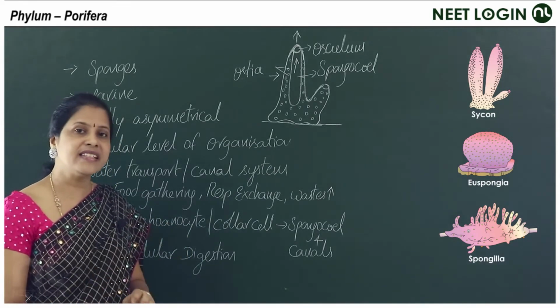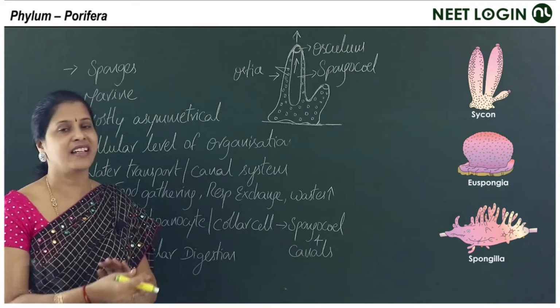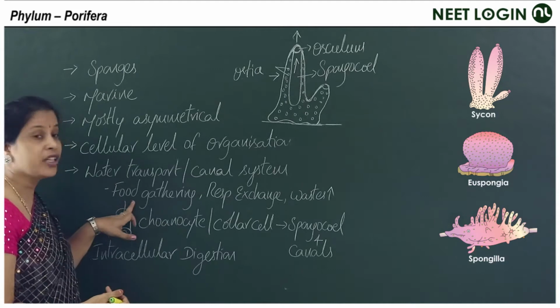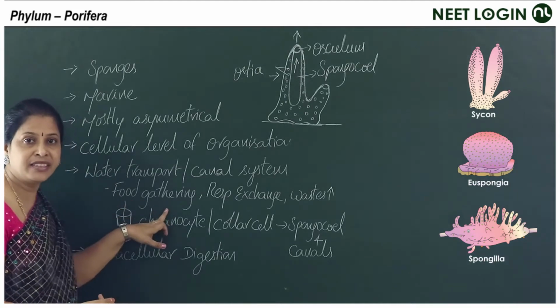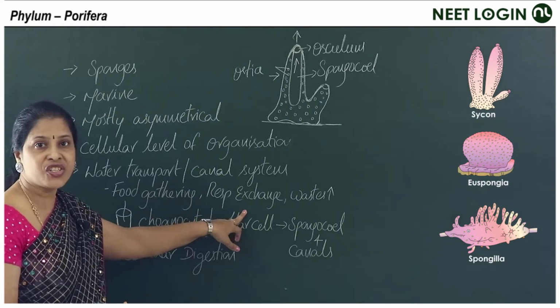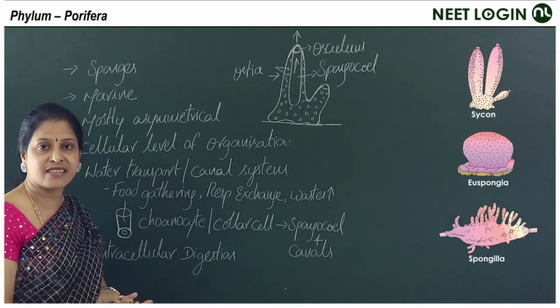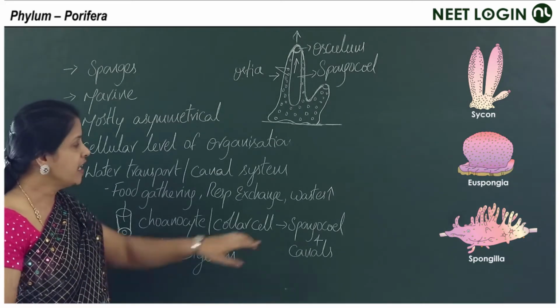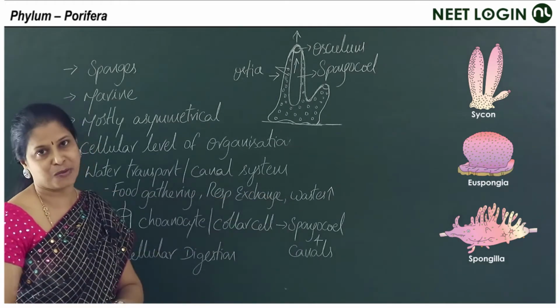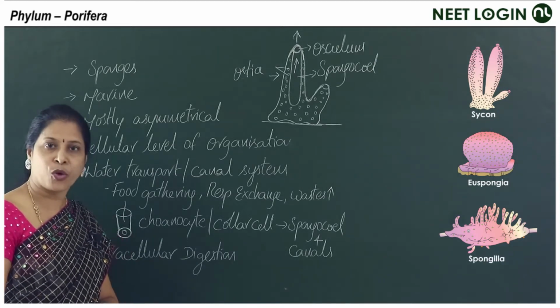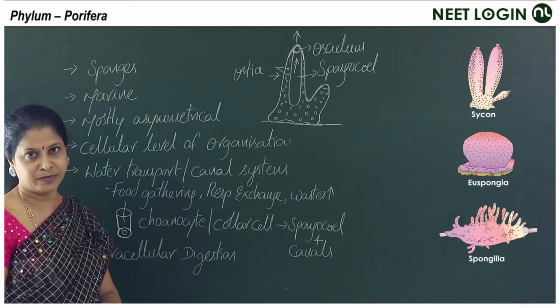In what way is this canal system helpful? This canal system is helpful in food gathering, and is also helpful for respiratory exchange, the exchange of gases, intake of oxygen and leaving out of carbon dioxide, and also the removal of waste materials. In this way, the canal system or water transport system is helpful.